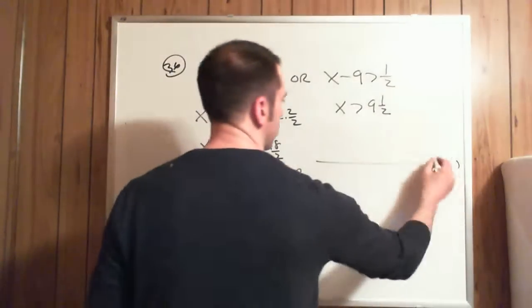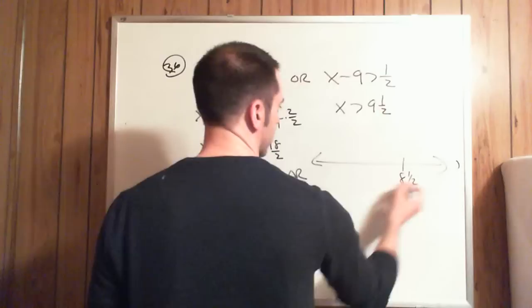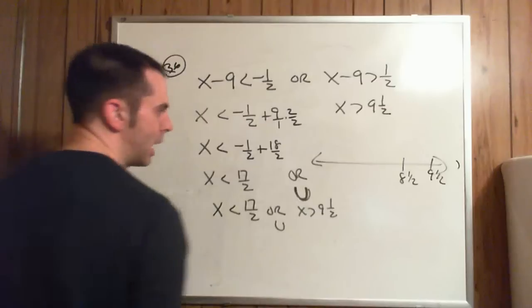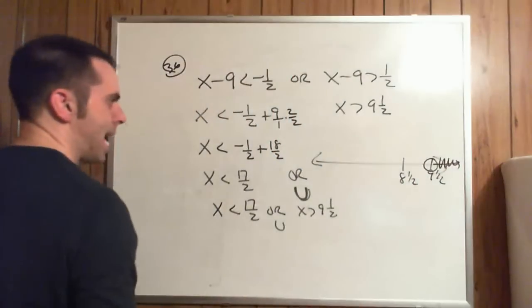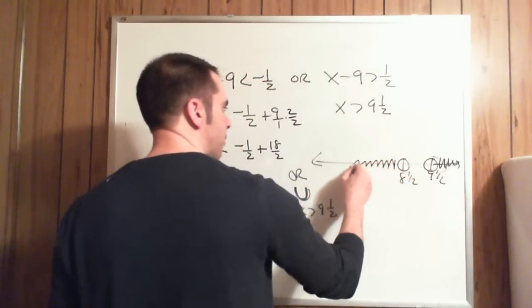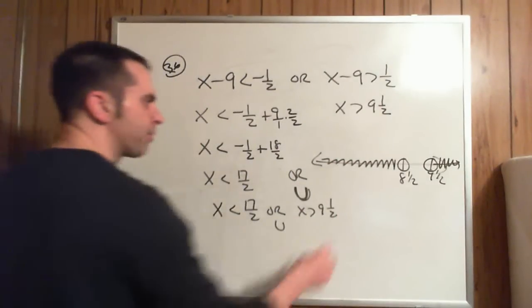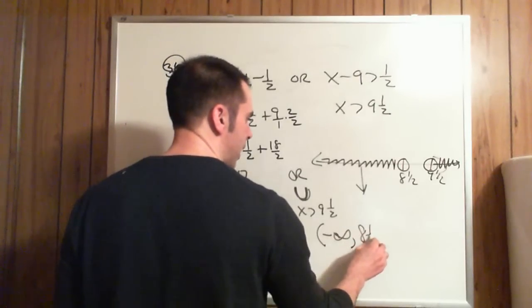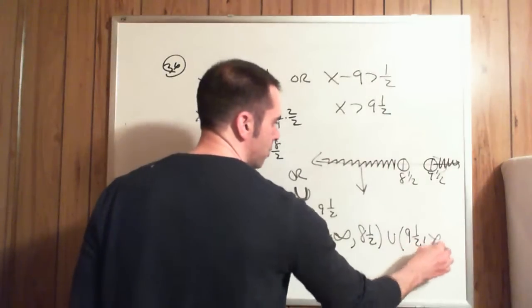In graphing it, the solution, this is 8.5, and this is 9.5. So x greater than 9.5, open circle here, shade to the right. x less than 8.5, open circle here, shade to the left. Now, how would I represent my answers using interval notation? Well, this corresponds to negative infinity up to 8.5 in union with 9.5 out to positive infinity.